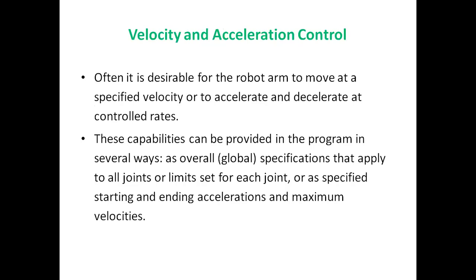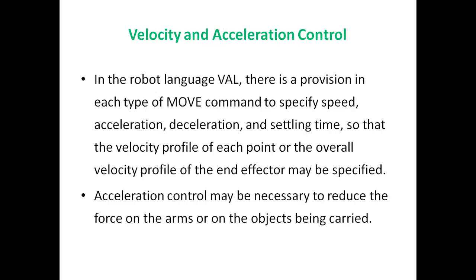So when you're going for velocity and acceleration control, often it is desirable for the robot arm to move at a specified velocity or to accelerate and decelerate at a controlled rate. These capabilities can be provided in the program in several ways. Overall specifications that apply to all joints or a limited set of joints are a specified starting and ending acceleration and maximum velocity. Velocity and acceleration control in the robot language will have a position in each type of moving command to specify speed, acceleration, deceleration, and settling time so that the velocity profile of each point for the overall velocity at the end effector may be specified. Acceleration control may be necessary to reduce the force on the arms and on the objects being carried.